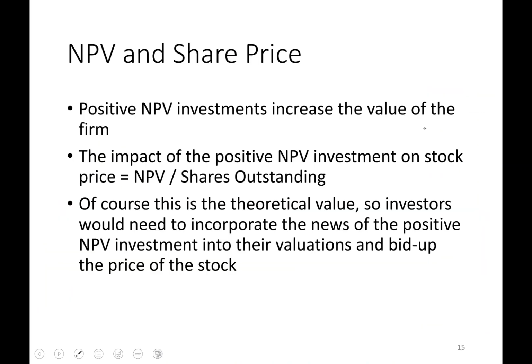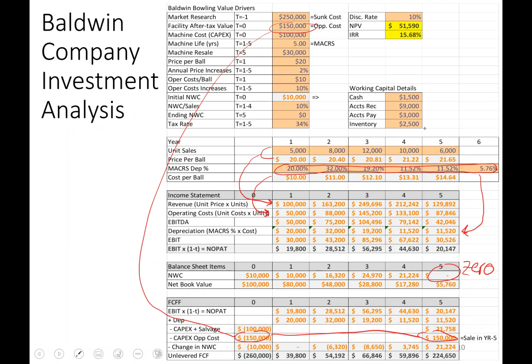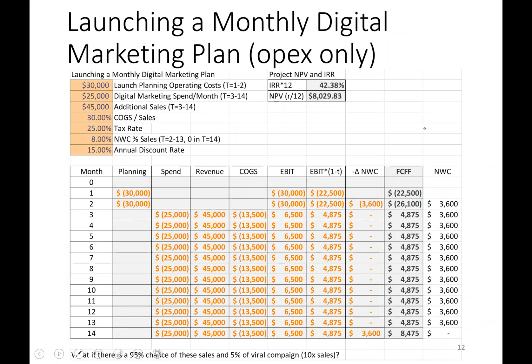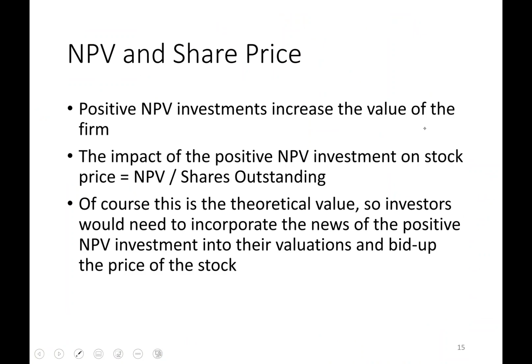So in this topic, we calculated 3 different NPVs and IRRs of 3 different projects. Now, all of these turned out to be positive NPV projects. So the first one turned out to create value of $51,000, the second one $8,000, and the third one $490,000. In theory, these NPVs should immediately make the firm more valuable, equal to that NPV. And if this is a public company, it actually should increase the stock price. If I just take the NPV divided by the number of shares, that should be the increase in the stock price. Now, of course, this is a theoretical value.